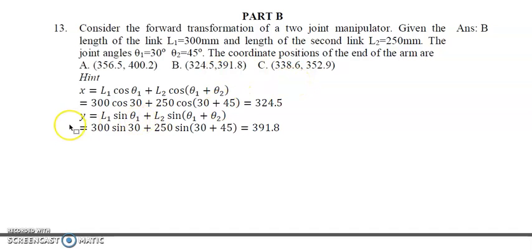Okay. So y is equal to L1 sin theta 1 plus L2 sin (theta 1 plus theta 2). So 300 sin 30 plus 250 sin (30 plus 45) is equal to 391.8. Thus 324.5, 391.8 is the position. Okay, that is answer B.